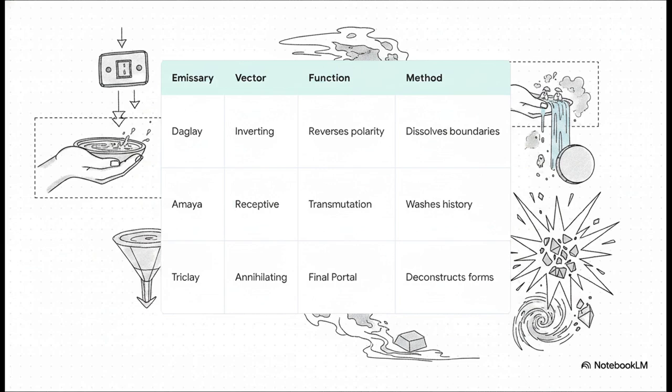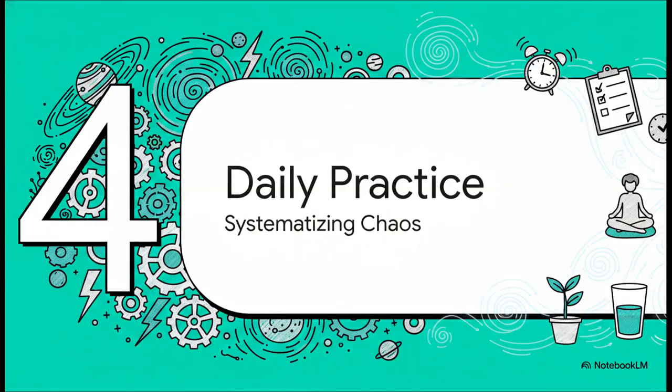This inverts the energy, reversing your polarity from positive to negative, and completely dissolves the boundaries of your mind. Then, Amaya steps in as the receptacle. She basically clears your cache, washing away all your personal history so you're sitting in the state of perfect empty balance. And finally, Tricklay is the explosive spark. Tricklay comes in to completely deconstruct whatever old forms are left and physically pushes you out the other side into a totally new state of being. Flip the switch, clear the cache, ignite the spark. Boom. Which brings us to Section 4, daily practice and systematizing chaos.